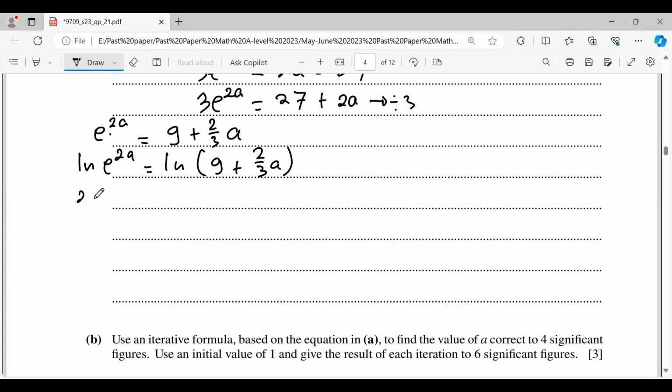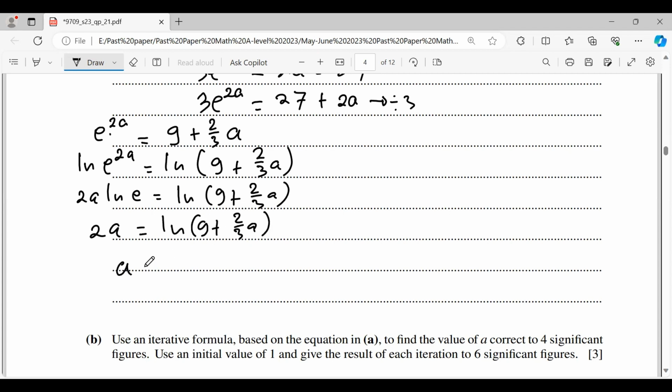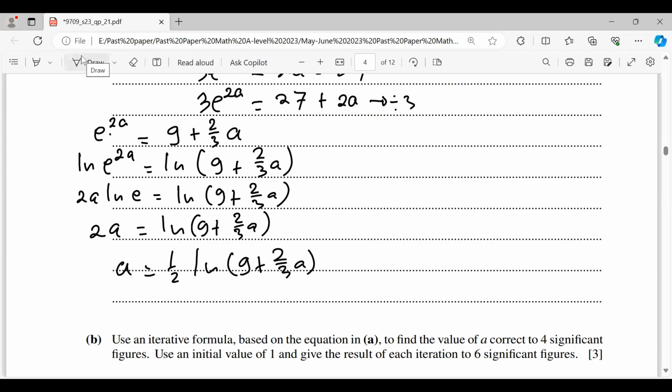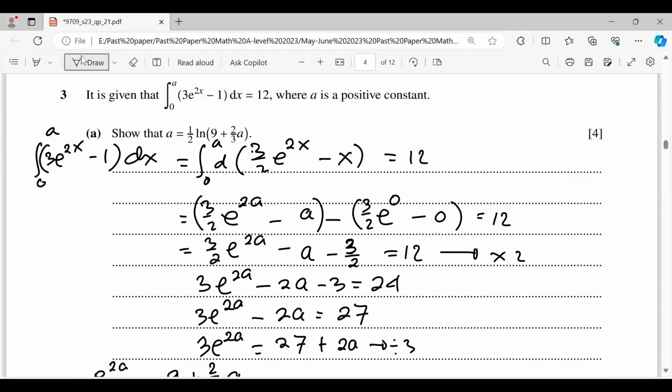So it's going to be 2a ln e equals ln 9 plus 2/3 a. ln e equals 1. So 2a equals ln 9 plus 2/3 a, or a equals half ln 9 plus 2/3 a. Okay, I'm going to check the question. Okay, same. This one, yeah. Proof. Okay.